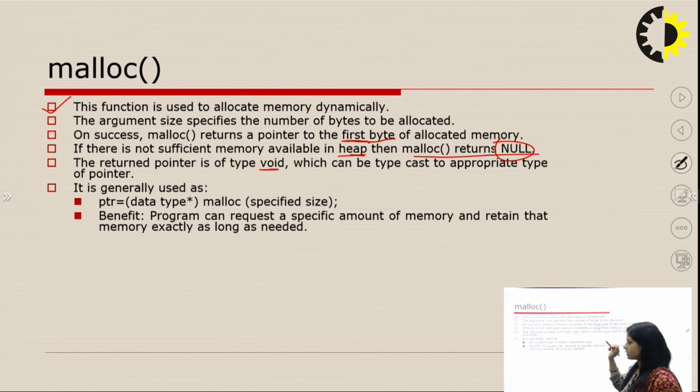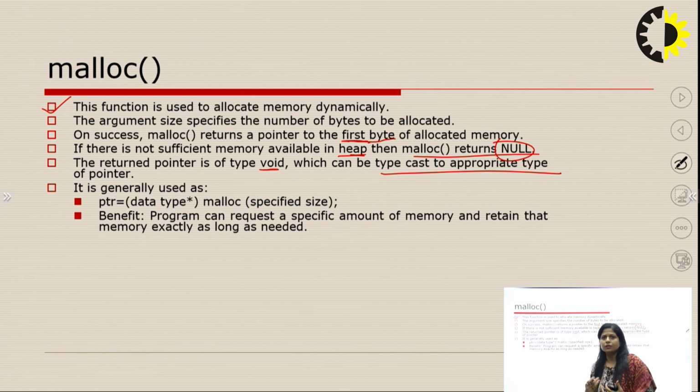It is important to understand that malloc's return can be typecasted to an appropriate type of pointer, right? That means for whatever type of variable we are trying to allocate memory, it will be typecasted accordingly. But by default, the return type of the pointer is void. Fine. So generally we can use the malloc function like this.